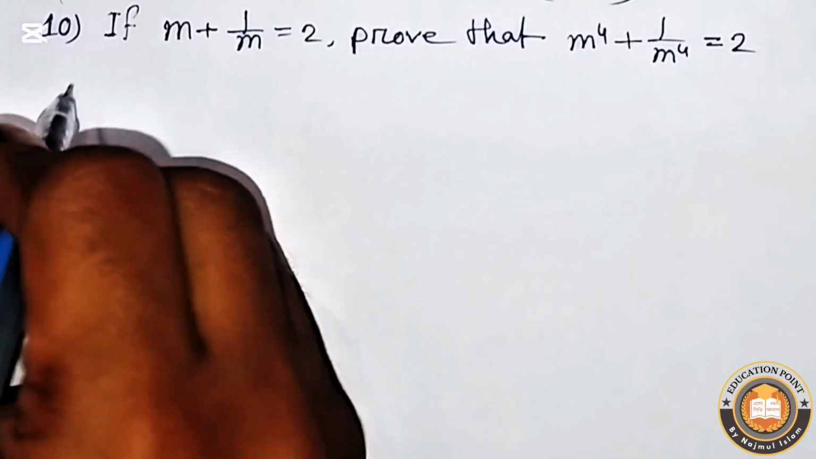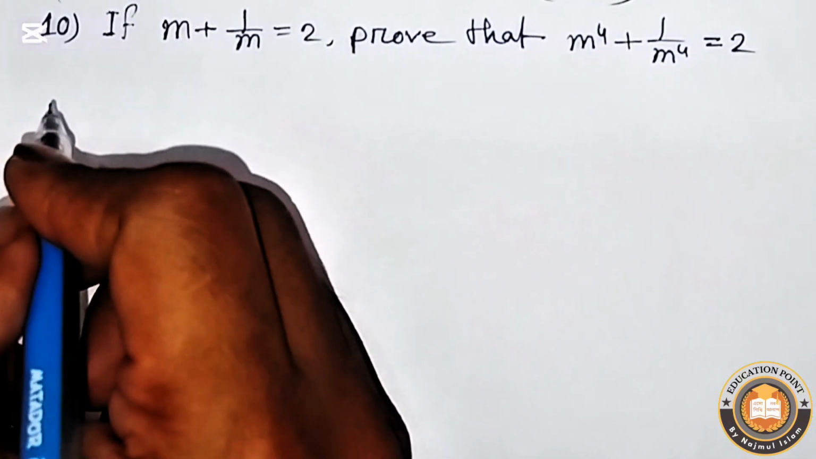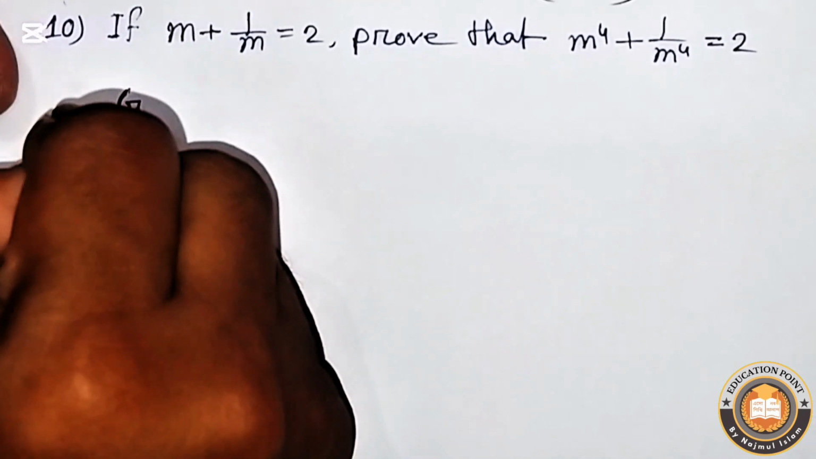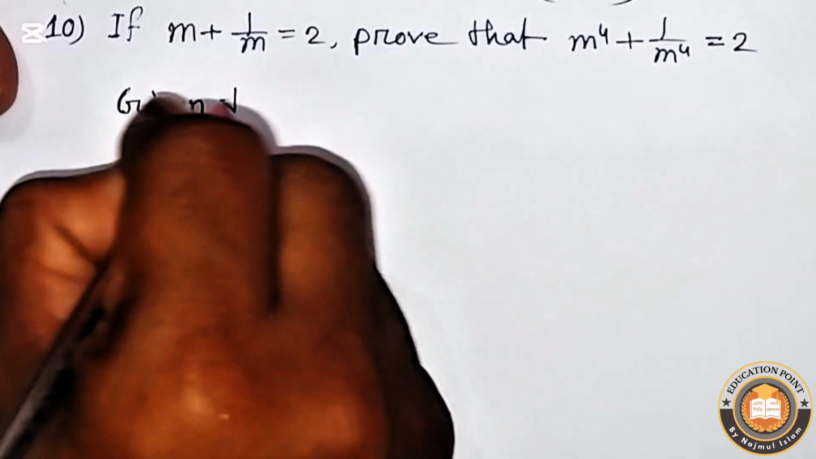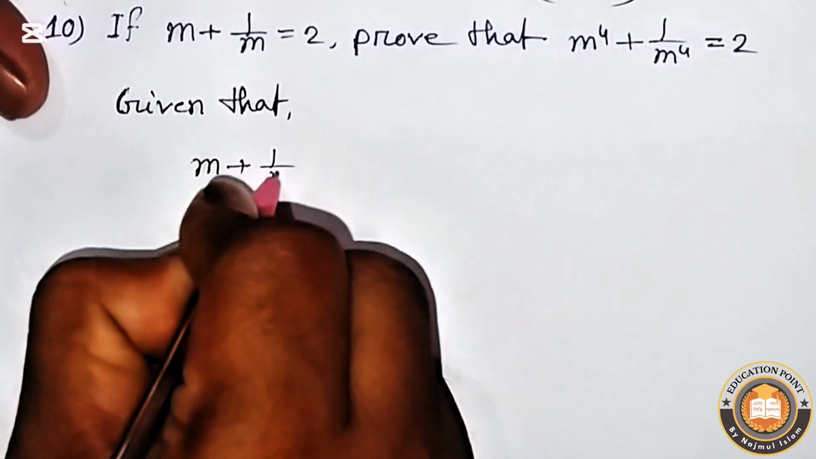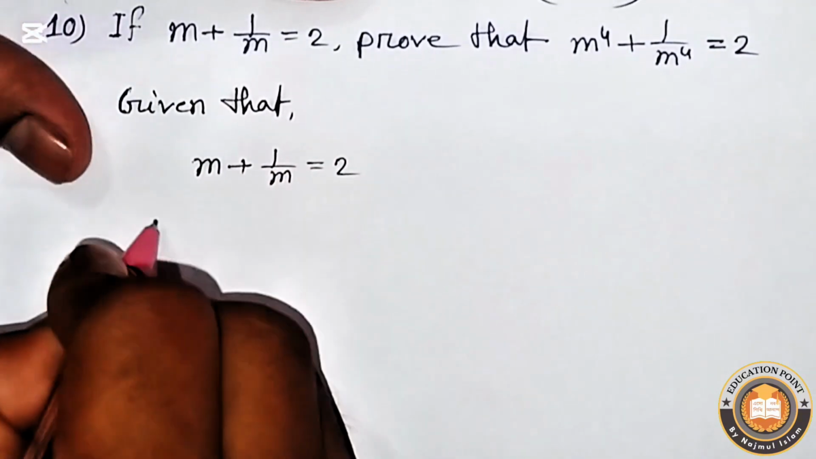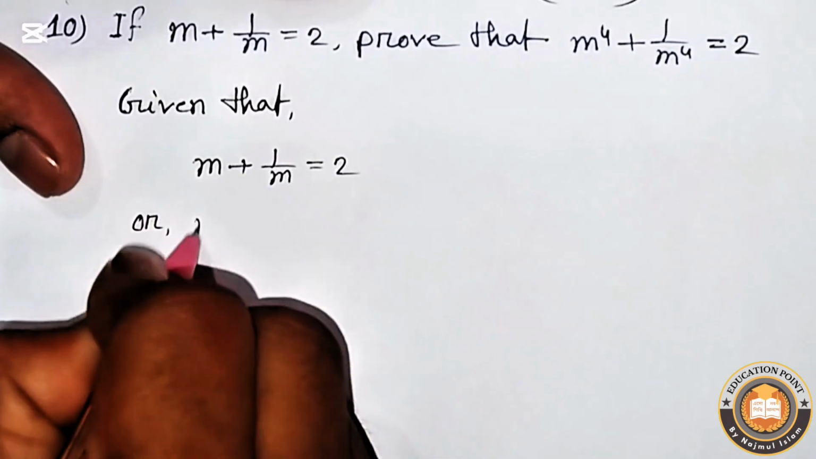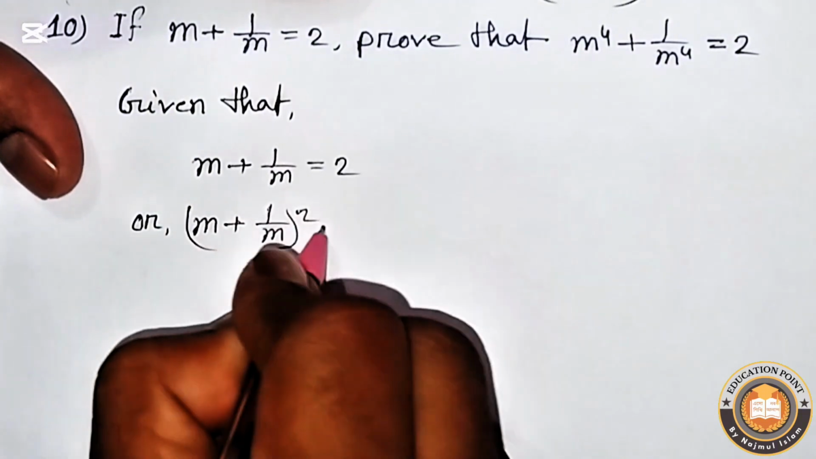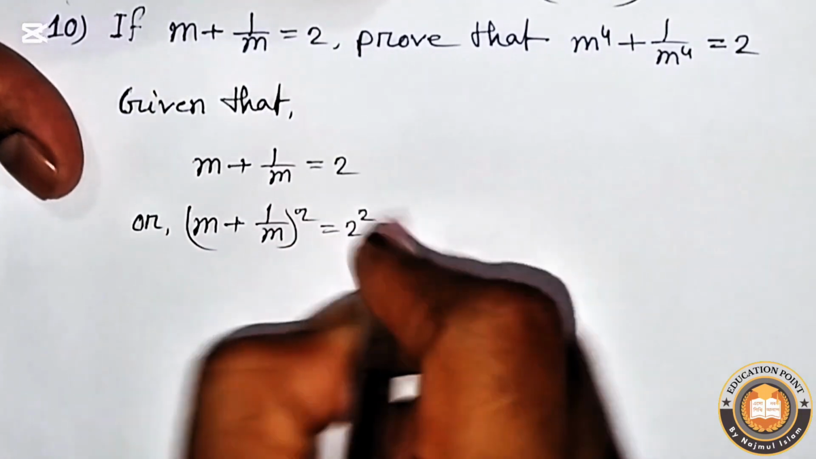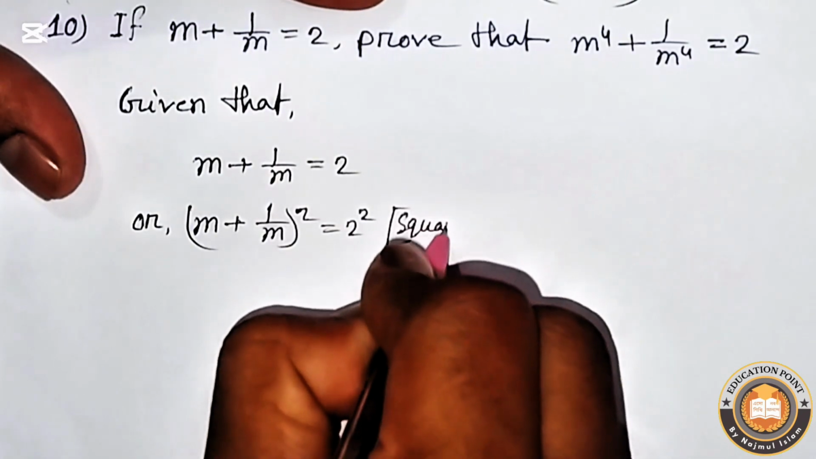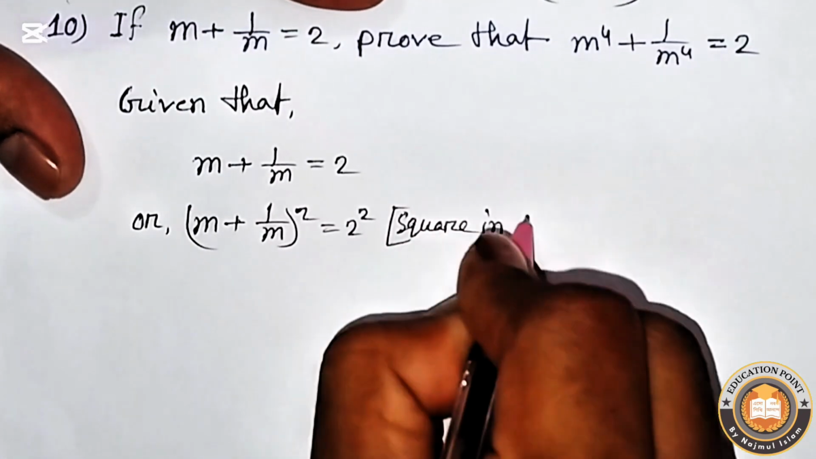Question number 10. If m plus 1 by m equal to 2, prove that m to the power 4 plus 1 by m to the power 4 equal to 2. Given that m plus 1 by m equal 2, or m plus 1 by m whole square equal 2 square in both sides.